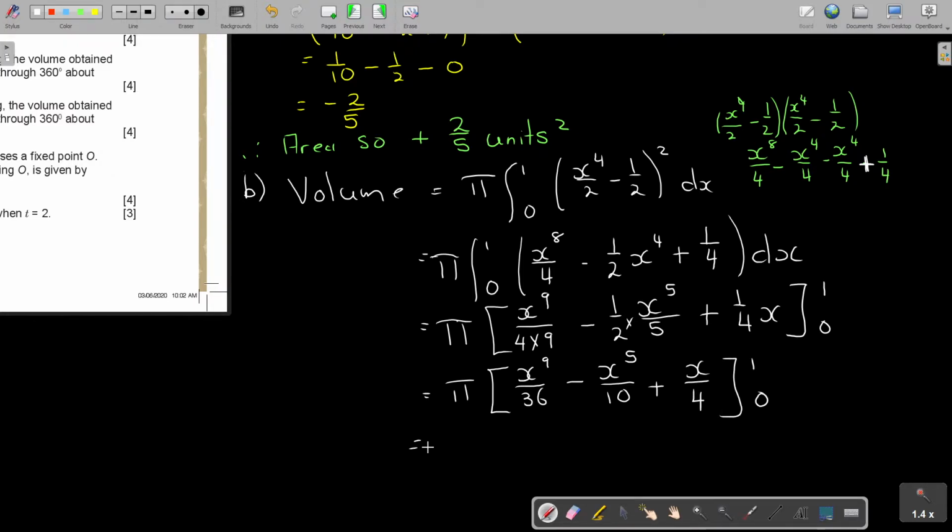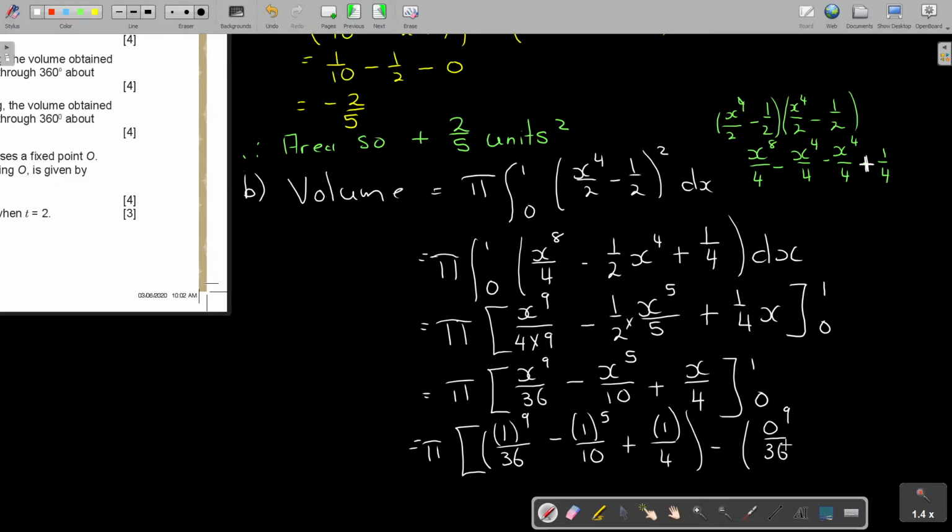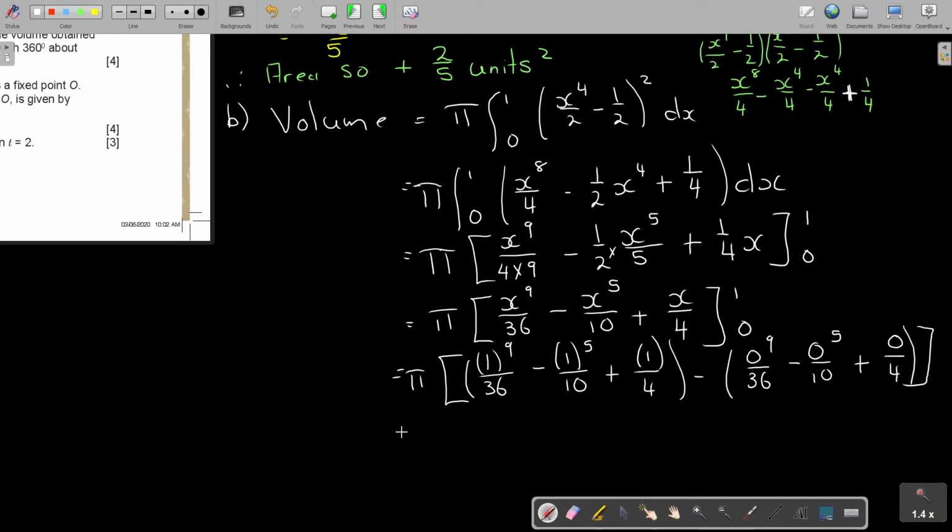Now I substitute. If I leave this, I just put a bracket. So I substitute 1, so it's 1 to the power 9 over 36 minus 1 to the power 5 over 10 plus 1 over 4, minus, and now I put 0. So 0 to the power 9 over 36 minus 0 to the power 5 over 10 plus 0 over 4, and I just simplify. Now I just run along with this pi. So I'm going to get 1 over 36.